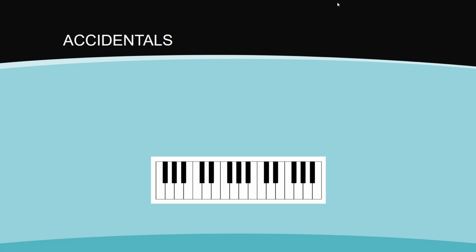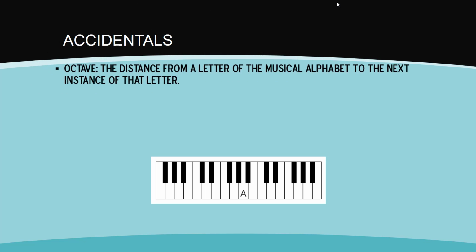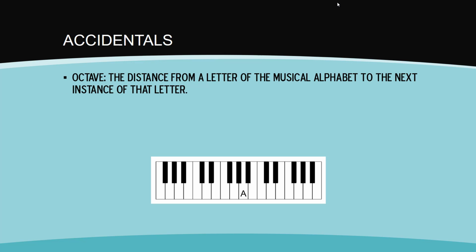Why does enharmonicism exist? Why is there more than one possible spelling for a note? Our modern tuning system is called equal temperament. In this system, the octave is divided into equal parts. An octave is the distance from a letter of the musical alphabet to the next instance of that letter, either ascending or descending. The frequency of the next higher pitch is always double that of the previous octave.